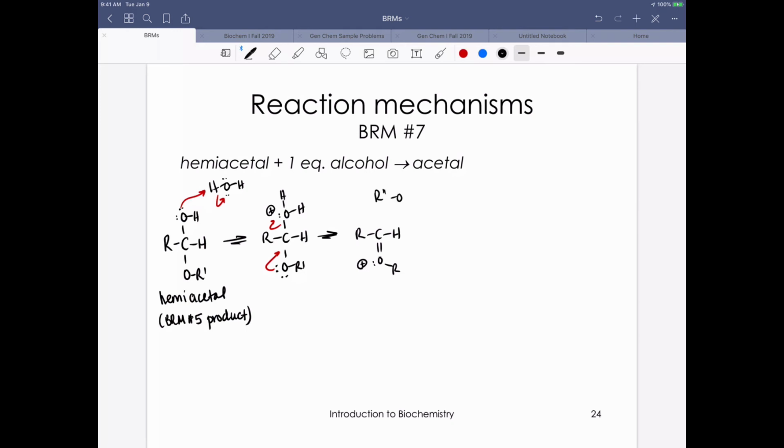This very electrophilic intermediate is now very susceptible to nucleophilic attack by a second equivalent of alcohol, generating another tetrahedral intermediate, which is our protonated acetal product, which can be easily deprotonated by any solvent water that's around, leaving us with the final acetal product.